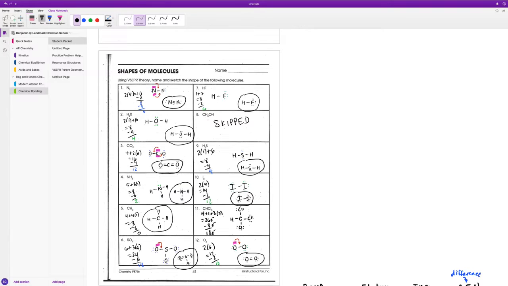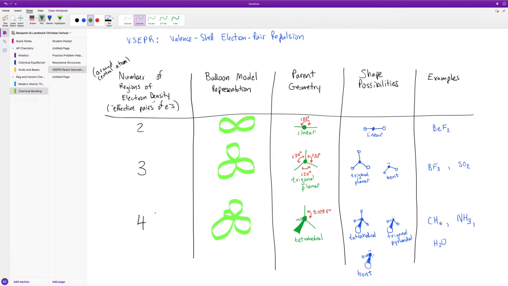So now let's apply VSEPR. Valence shell electron pairs repel. We want to identify the central atom, that's the carbon atom, and then count up the number of electron pairs around the central atom. Notice we've got 4 bonds around the carbon in the middle. So 4 effective pairs of electrons. Let's go back and look at that chart, that table I made. 4 electron regions around the central atom, so we're in tetrahedral parent geometry.